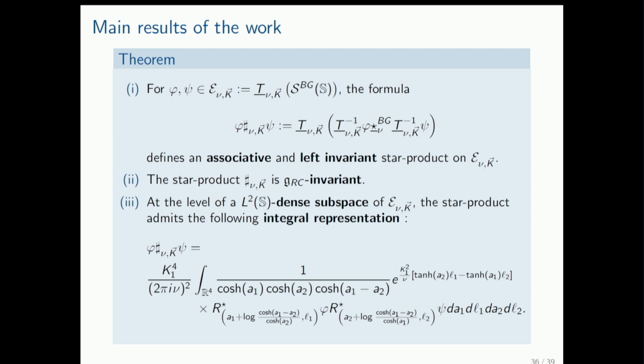One geometrical comment about your question is that the phase here that you see, this K1 square and so on, is actually the flux of the symplectic structure through some kind of triangle in the space. So this is really quantum mechanics.